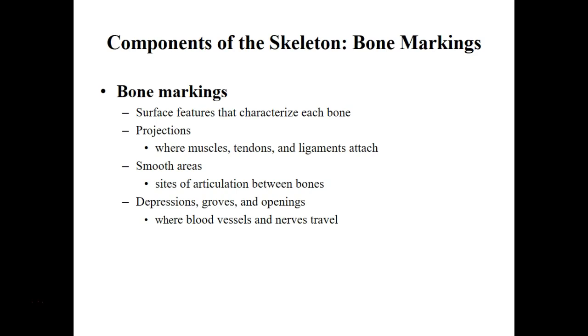So Chapter 8 is a very minimal amount of materials. Bone markings themselves are just regions on the bone that have certain characteristics, such as a bump or a smooth area that allow other bones or other materials like ligaments or muscles to attach and articulate.